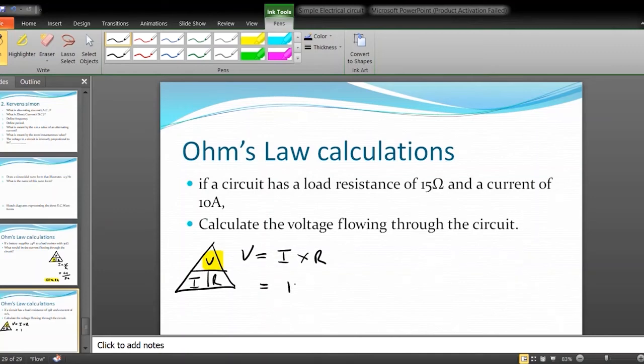Put in the values and you'll have 10 amperes times 15 ohms, which is equal to 150 volts. So there's 150 volts flowing through the circuit.